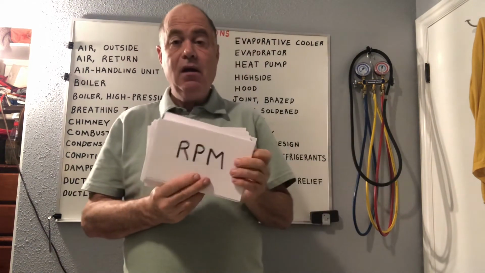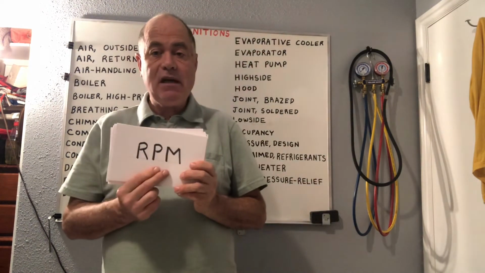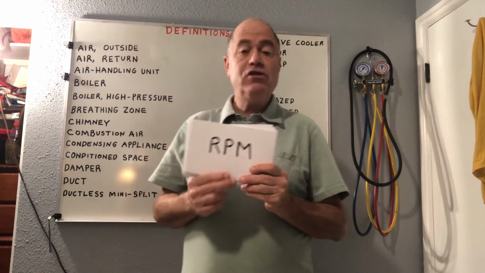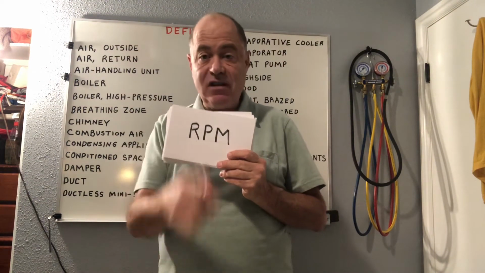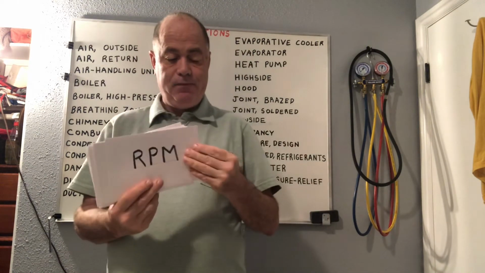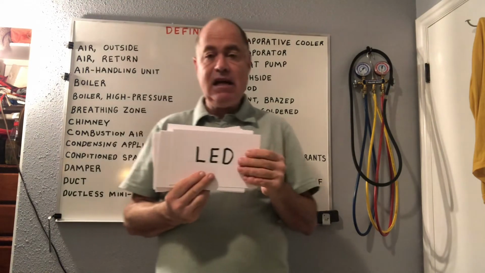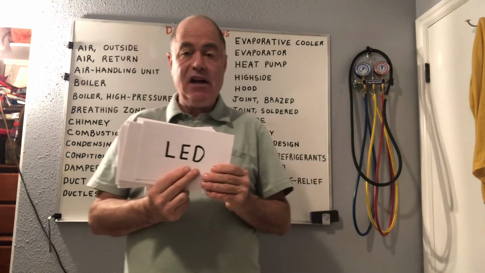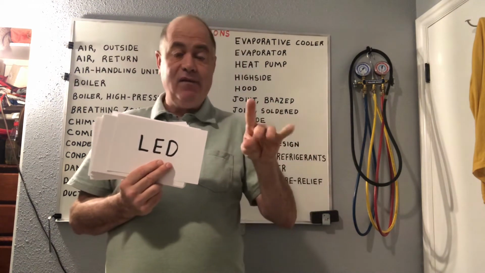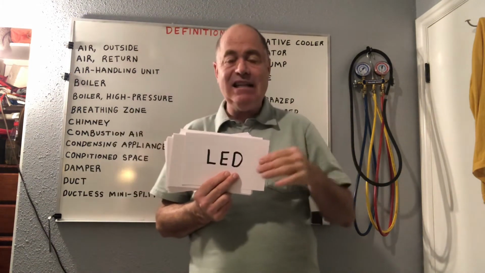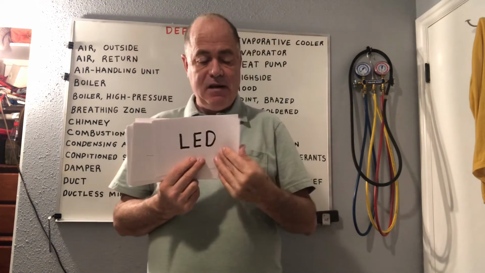Okay. This is RPM, revolutions per minute. Normally, we use RPM to see how fast a motor is going. How many revolutions does it go per minute? Okay, this is LED, light emitting diode, and this is a very efficient way of lighting. And we for many years have had little LED lights on our circuit boards and things like that. Light emitting diode for lighting.